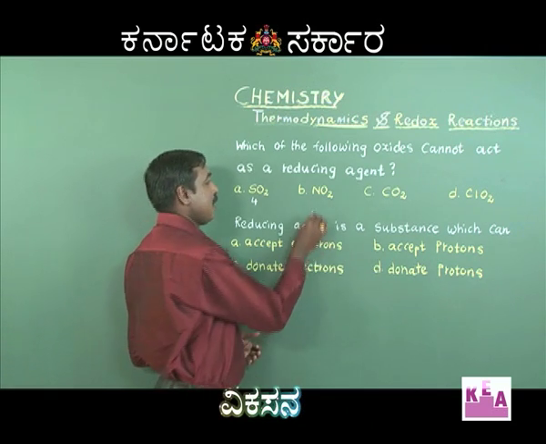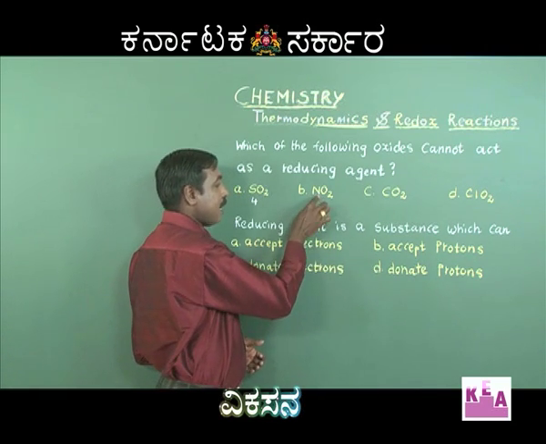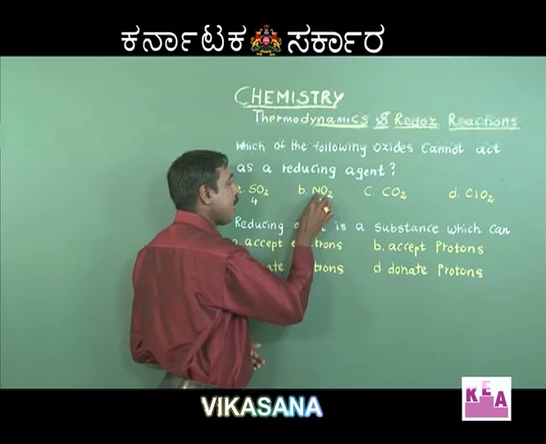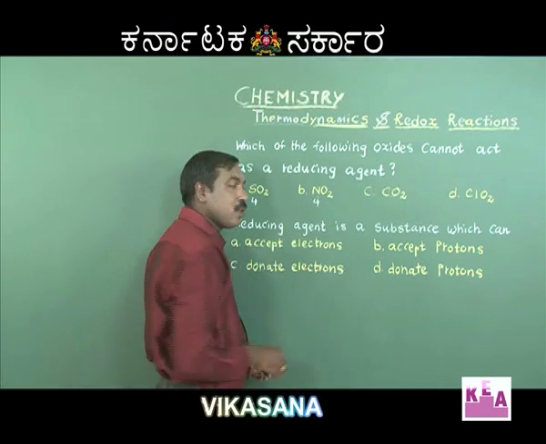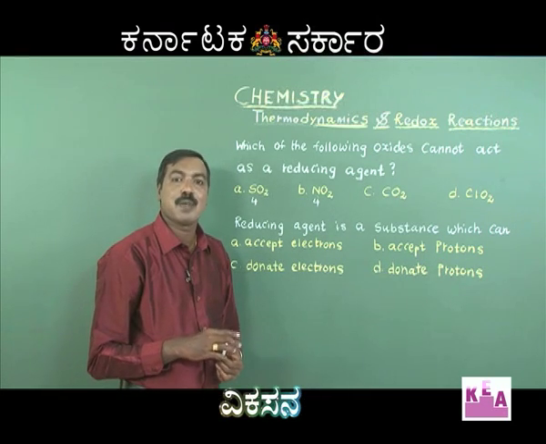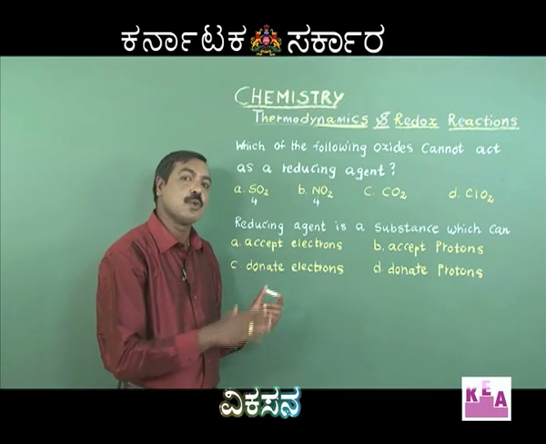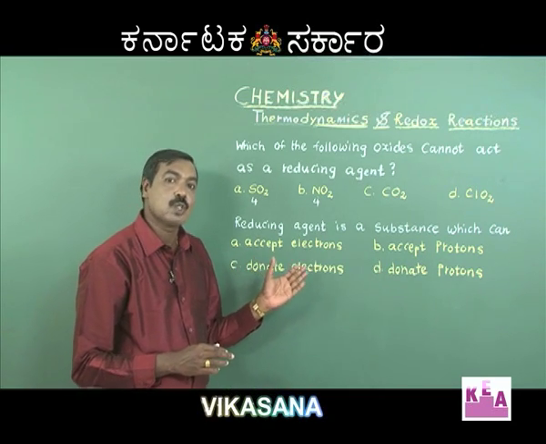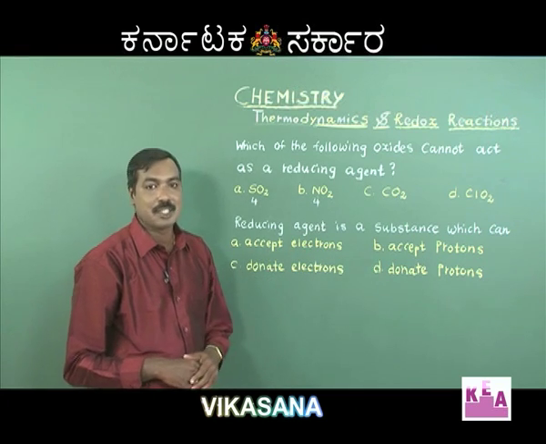Next, NO2, nitrogen dioxide. Again in this, if I work it out, X plus 2 times minus 2 is equal to 0. X will again be equal to 4. We know that the maximum oxidation state of nitrogen is plus 5. It still has a long way to go. It can attain the plus 5 oxidation state. It can also act as a reducing agent.